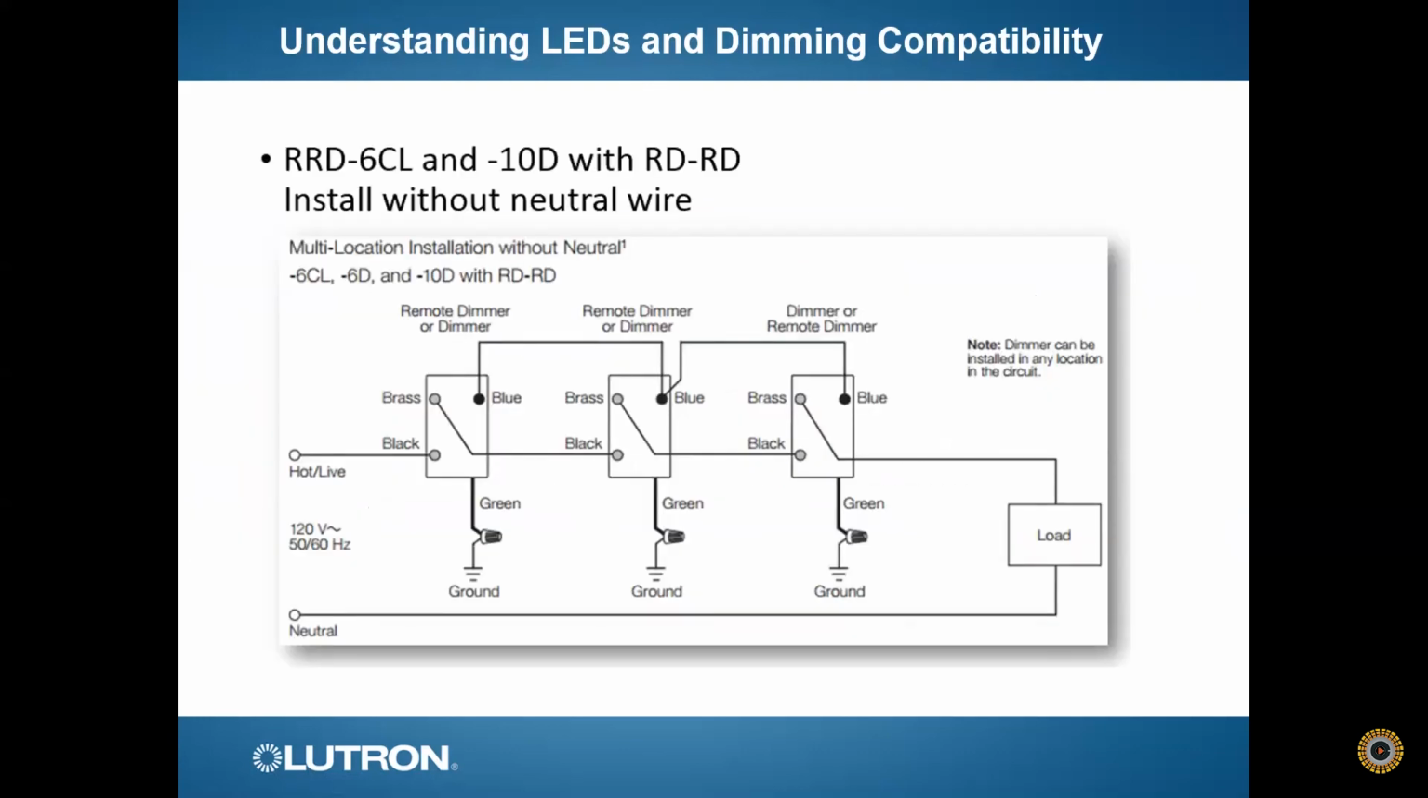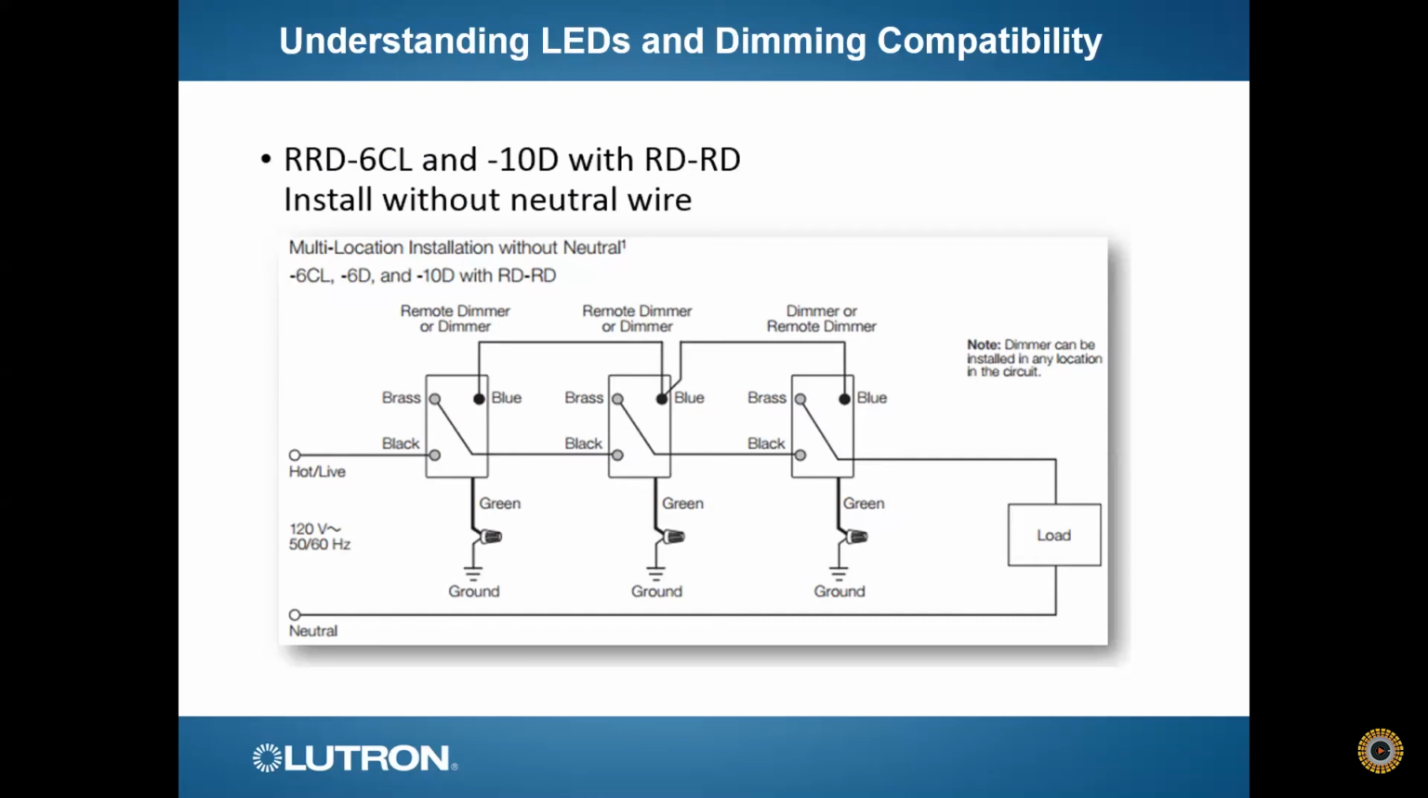So here's a typical installation of dimmers, regular 2-wire dimmers that have 3-way applications. You'll notice you can put the regular dimmer in any one of those locations. This is a 4-way switch location. Same thing if it's a three-way. You can put the main dimmer in any one of those locations, and the remote dimmers can go in any of the other locations, and everything is fine.